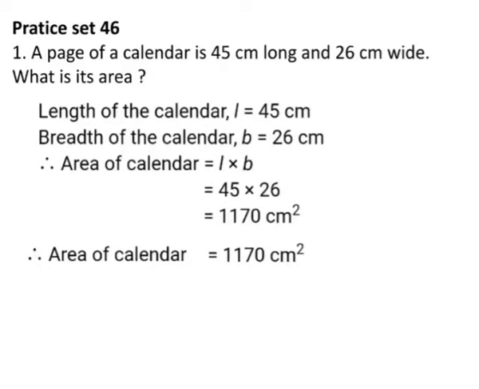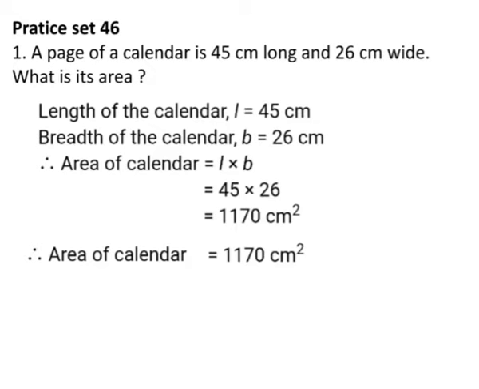Now children, practice set 46. A page of calendar is 45 centimeter long and 26 centimeter wide. What is its area? So children, here length and breadth of a calendar are given. You have to find the area of calendar.